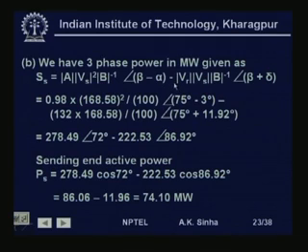minus Vr into Vs, that is 132 into 168.58 divided by 100, which is B, with an angle of beta plus delta, that is 75 degrees plus 11.92, as we have calculated in the previous part. So, putting all these values and solving, we get Ss is equal to 278.49 at an angle of 72 degrees minus 222.53 at an angle of 86.92.